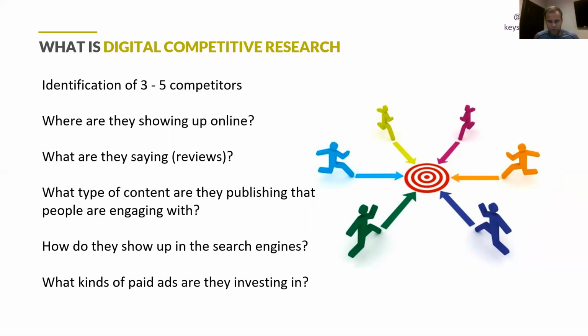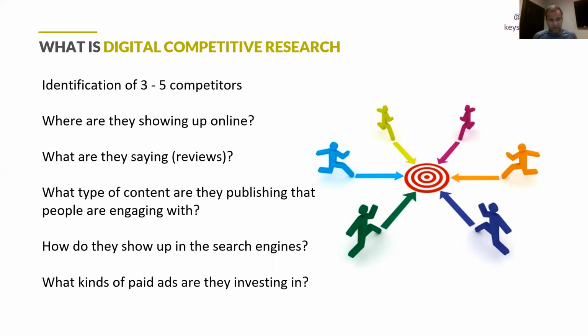And then we look at where they're showing up online. So we specifically look at Google. Also, do they have YouTube videos? What kind of social media platforms do they have? And really, where are they showing up online and how are people finding them? And then in addition to that, what are people saying about your competitors? So this is where we look at reviews, Google reviews. There's tons of third-party review sites. And really, what kind of rankings are your competitors getting from people?